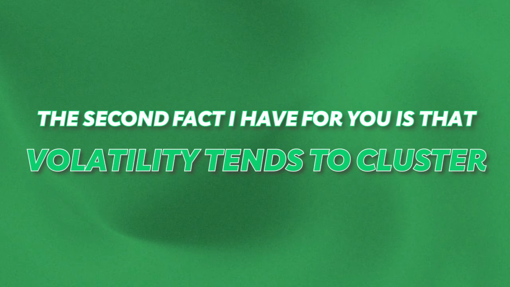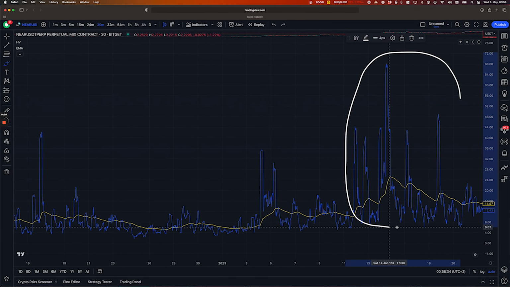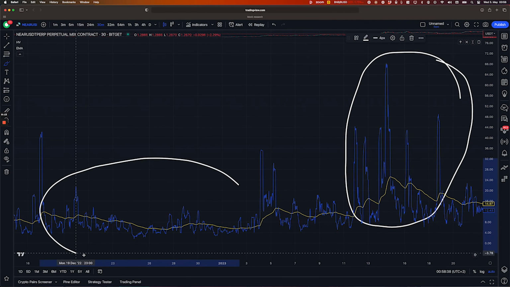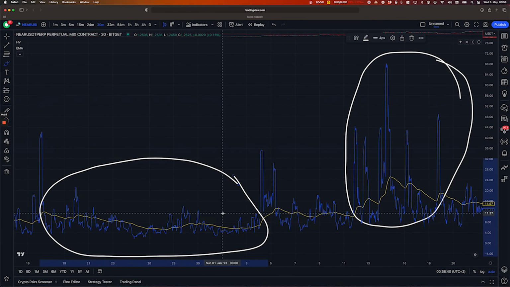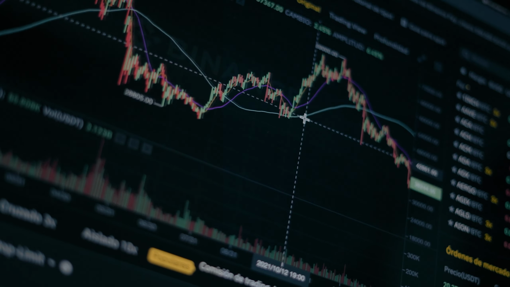The second fact I have for you is that volatility tends to cluster, meaning that periods of high volatility are often followed by more high volatility, and periods of low volatility are followed by more low volatility. This phenomenon can be observed across various asset classes and timeframes, allowing traders to anticipate potential market moves and adjust their strategies accordingly.